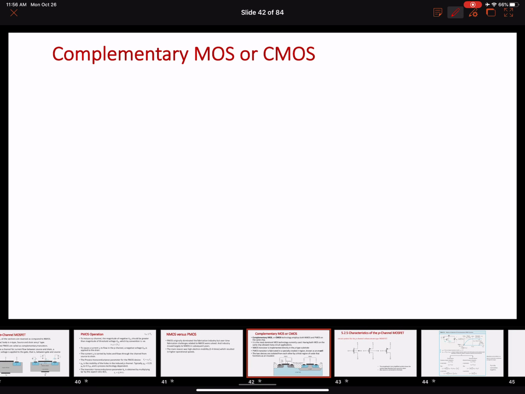Let's discuss another brief concept on complementary MOS, or CMOS. And this is going to be very important. We are going to just talk about the CMOS in one slide today, and this is it. But in the next course on digital electronics, you're going to discuss a lot about the CMOS, because we make a lot of these processing circuits based on the CMOS technology.